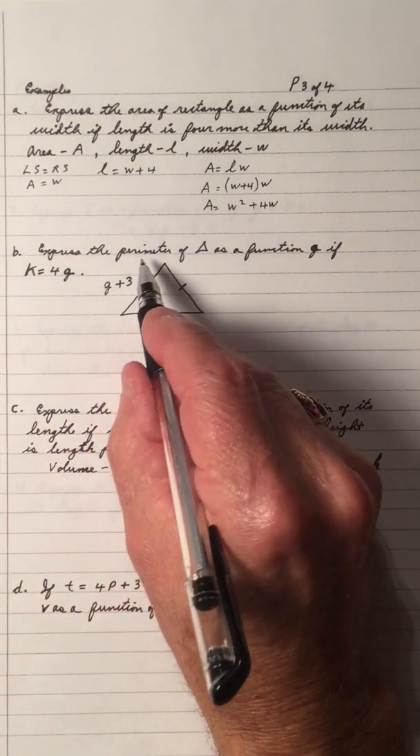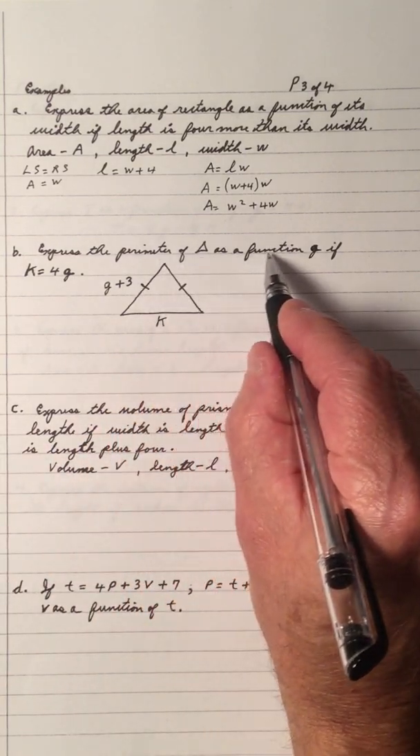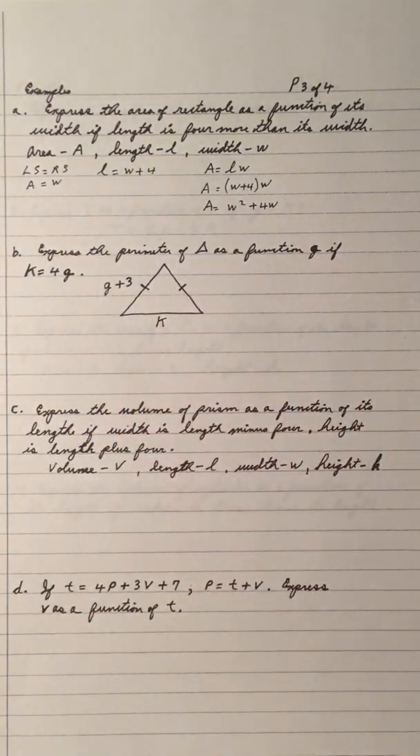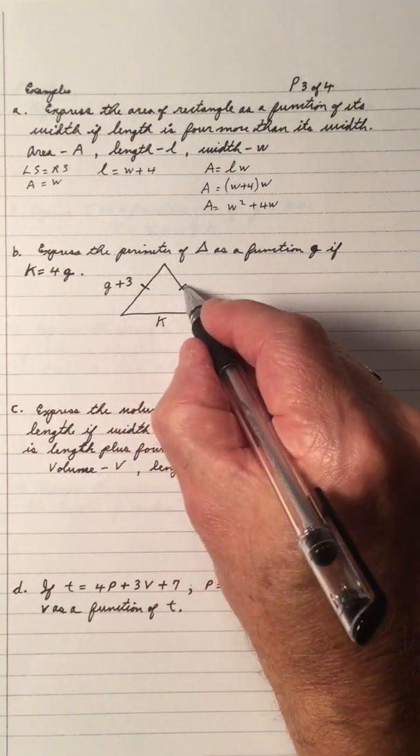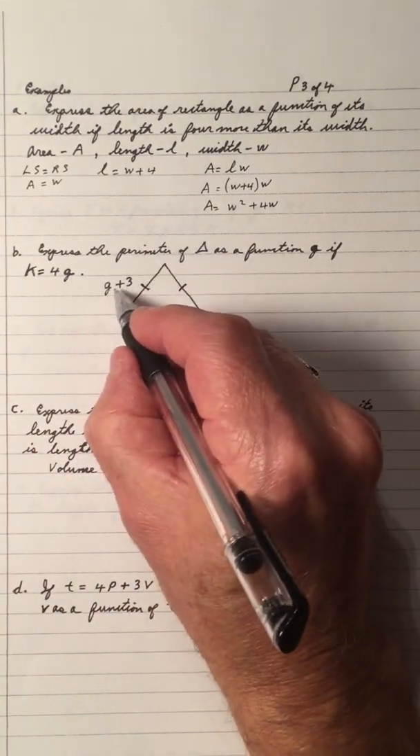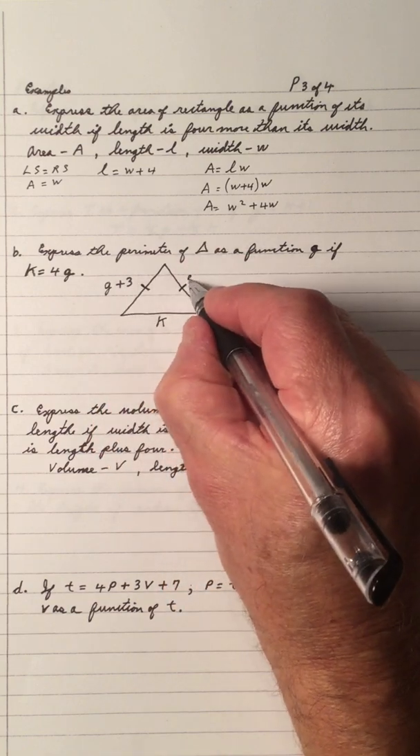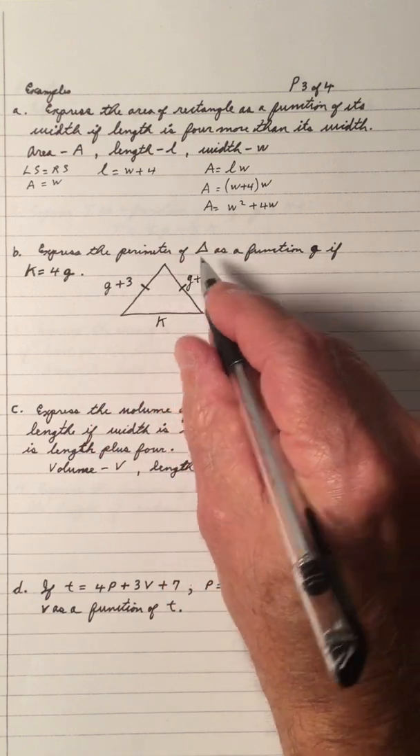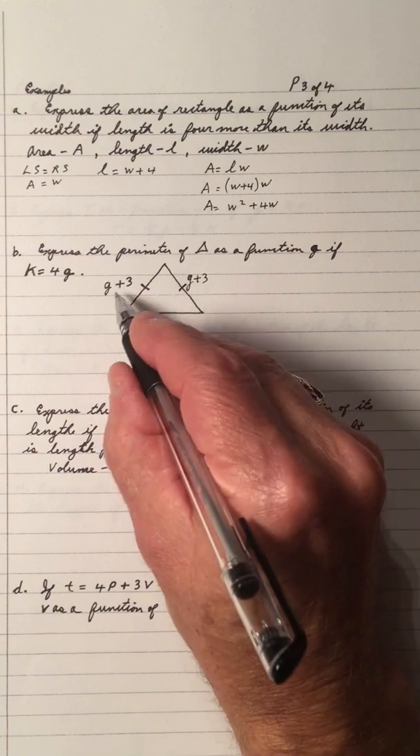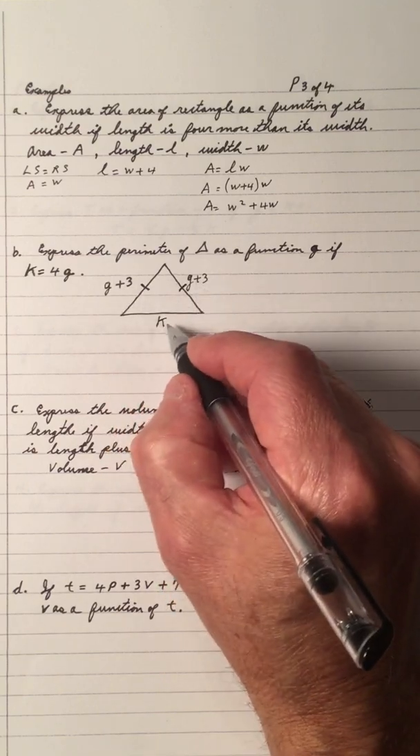if k equals 4g. So we want the perimeter of the triangle as a function of g. Well, let's see what we have here. We have a triangle, 2 sides marked equal. So this side is g plus 3. This side is g plus 3. The third side is k, g plus 3, g plus 3, and k.